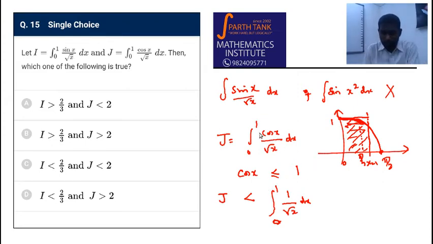Because I am putting something here which is greater than cos x. I am putting 1 which is greater than cos x. So the integral will be less anyway. The area will be less. So this can be evaluated now.